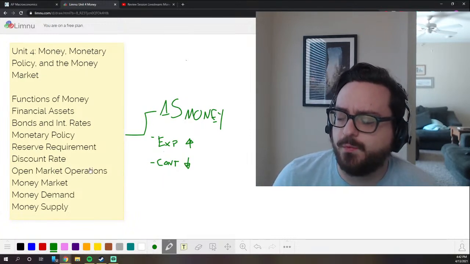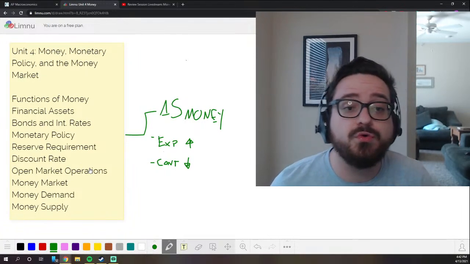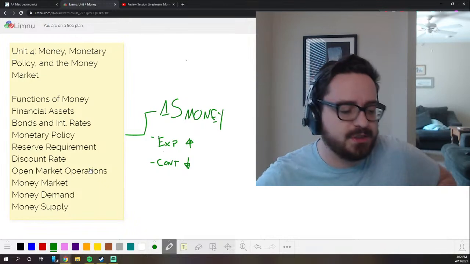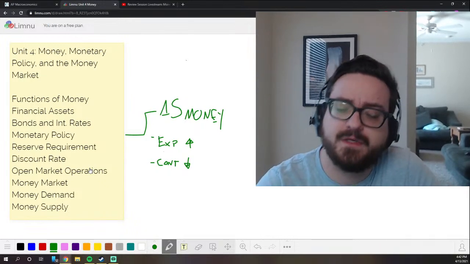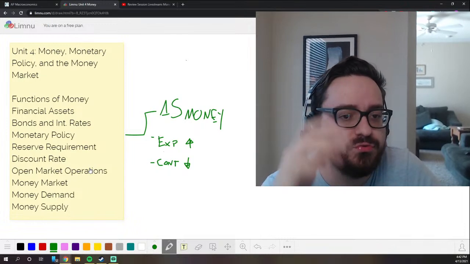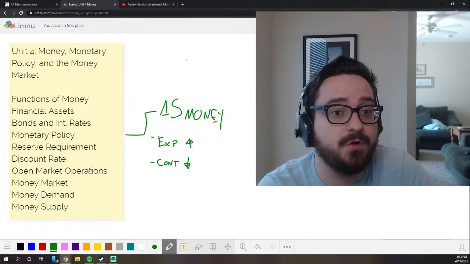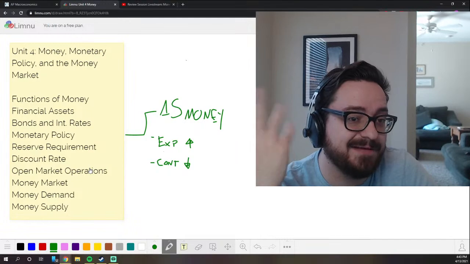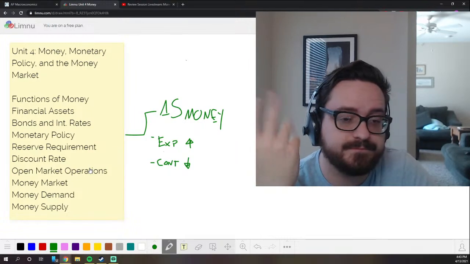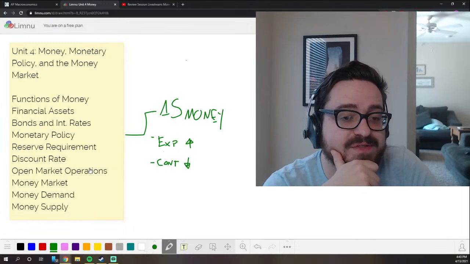The discount rate, second one. The discount rate is the price of a loan from the Federal Reserve to commercial banks. So, say Wells Fargo is kind of tight on cash right now and needs some extra money. They might borrow from the Federal Reserve to cover whatever costs they might have. This is often because banks might loan out too much and not have enough physical currency to back up whenever people want to withdraw. Right?